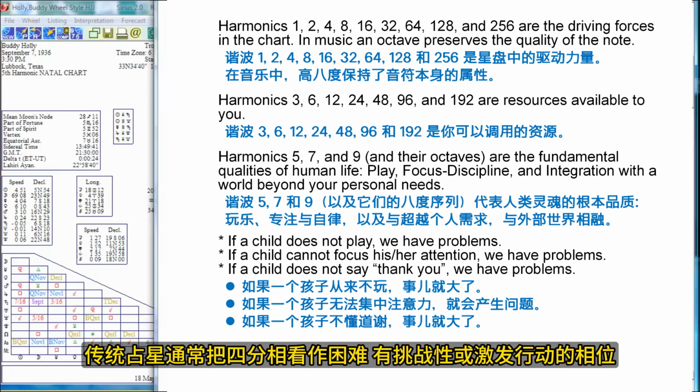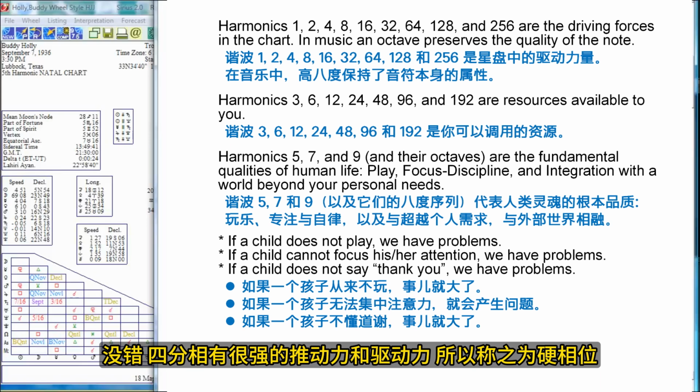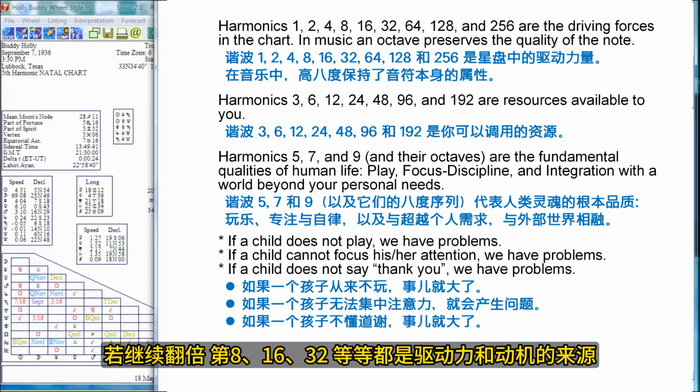In astrology, we normally look at squares as either difficult or challenging or motivating. I happen to think of them as motivating, driving forces. It is true that squares are motivating and driving, and you might say a hard aspect. Also, the opposition is a hard aspect, which is the second harmonic, 1/2. And we can keep doubling: 8, 16, 32, and so on. They're all driving, motivating forces.